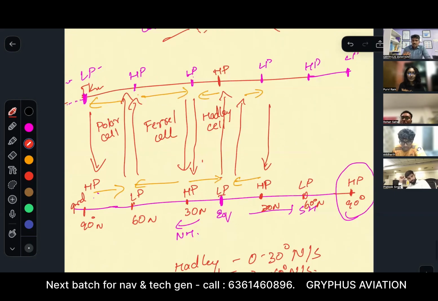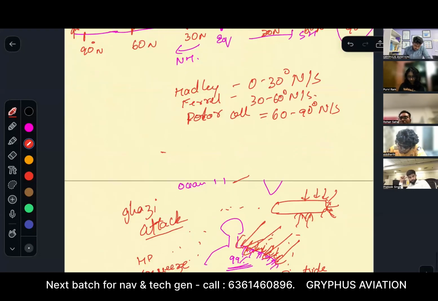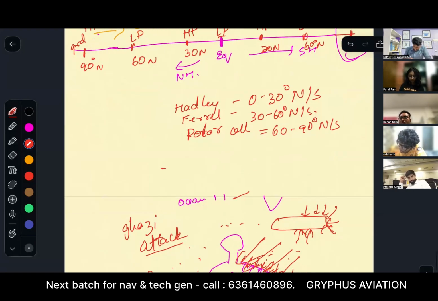Now, any doubts in this? In the tropics the circular loop created is Hadley, the temperate is Ferrel, and the polar side is the polar cell. Now, the same thing, I'm changing nothing in this. I'm drawing it on the actual Earth.